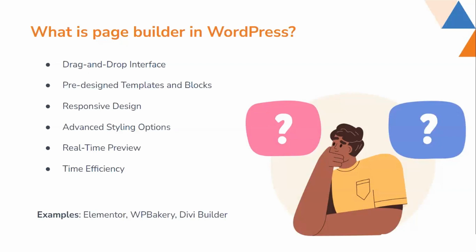And then I have listed some examples here, like Elementor, WP Bakery, and Divi Builder. I'm not saying that these are the only page builders available, but these are sort of the most popular ones. And I personally recommend Elementor because it's very easy to use, and whenever you are stuck with anything, you will have so many resources to solve your problem.